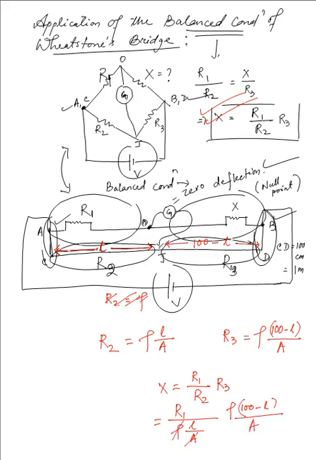And as you can see, the rho's and the A's get cancelled out, and all that we are left with, I'm writing it onto the left side, is the value of X being equal to R1, that is the known resistance that is provided by the resistance box, multiplied with 100 minus L divided by L. So what you just need to know is the value of L, which is obviously obtained from the graduations that is provided by a meter scale which is connected to the arrangement over here.